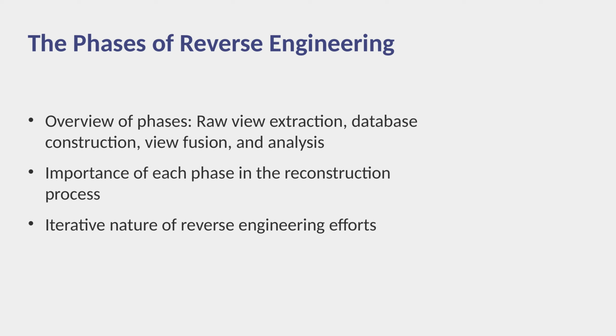Let's outline the phases involved in reverse engineering. The first phase, raw view extraction, involves gathering basic information about the system from various artifacts like source code and execution traces. This raw data forms the foundation for further analysis. Next, we move to database construction, where this raw information is organized into a coherent format, making it easier to analyze and manipulate. Following that, view fusion occurs, where different perspectives of the data are combined to form a more comprehensive understanding of the architecture. Finally, architectural analysis allows us to test our hypotheses about the system's structure and behavior.